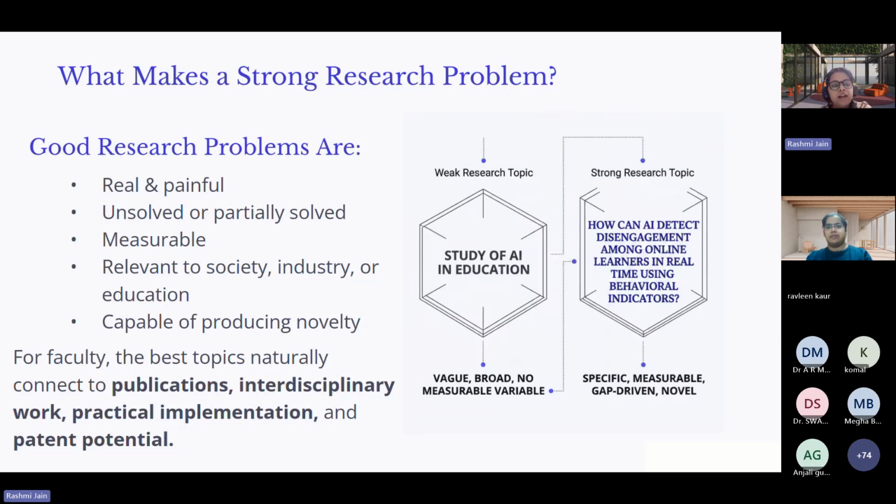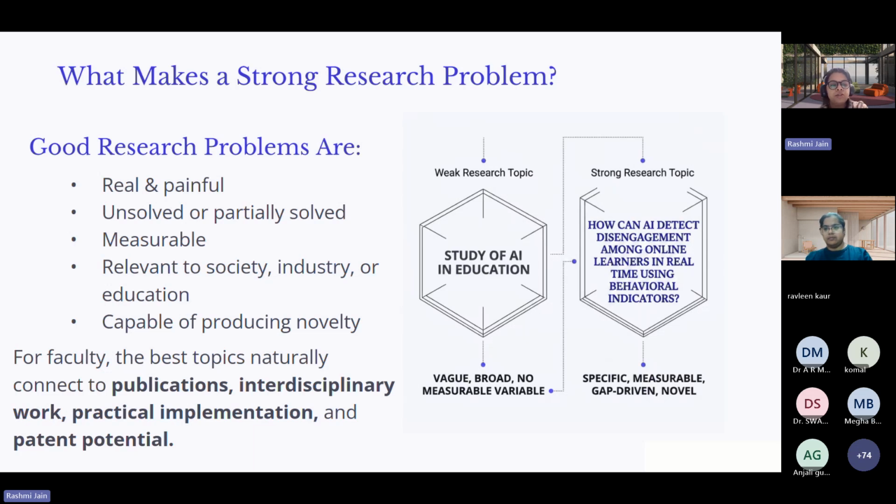So from a faculty's perspective, the best topics naturally connect to publications. They can create an impact in interdisciplinary work. Let me show you one example of interdisciplinary work, and of course practical implementation. I discussed Critical Solutions and Siren AI yesterday. These are companies born out of research papers by faculty and students together, and now running as a 25-year-old company.